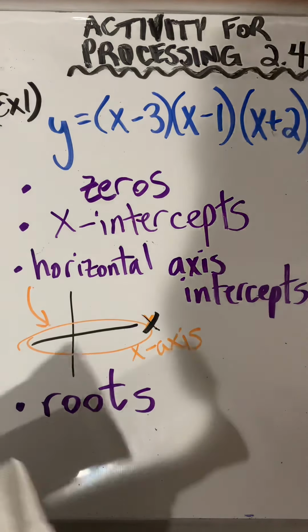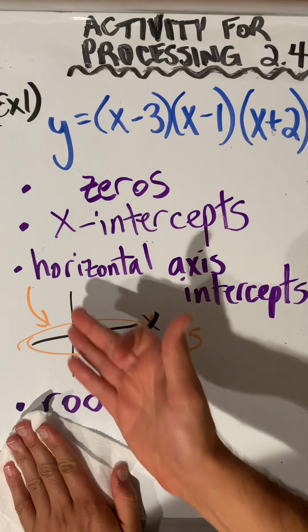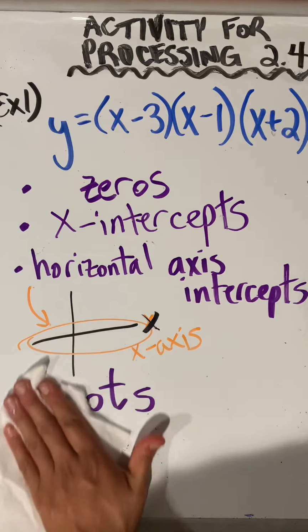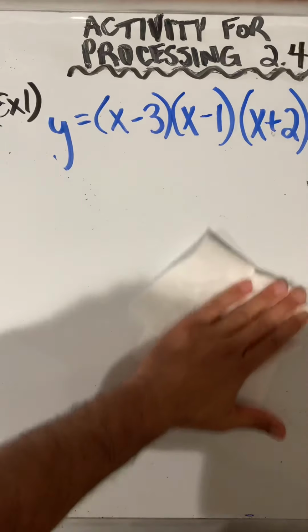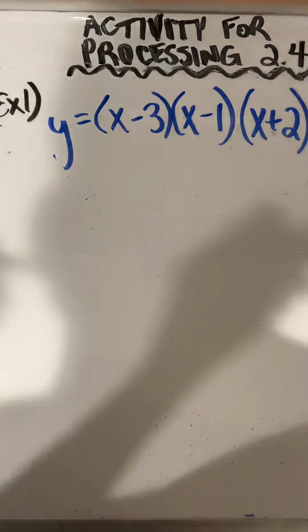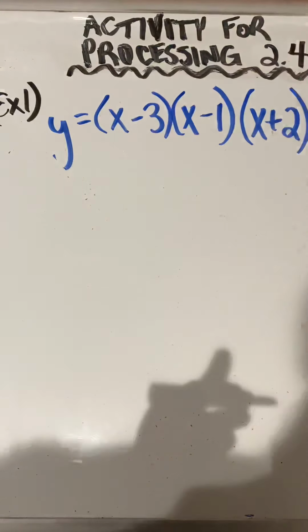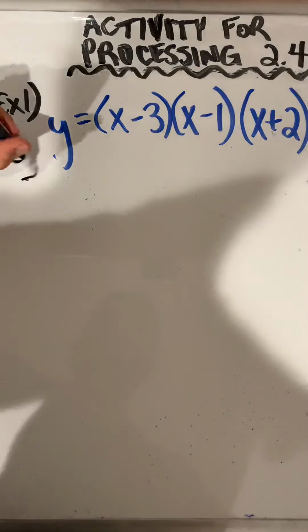All right, let's get into finding zeros, or if we want to call them x-intercepts or horizontal axis intercepts or roots. Whatever you want to call them works for me. All right, let's get to it. Now, in order to find the zeros of this equation, we need to use the zero product property.